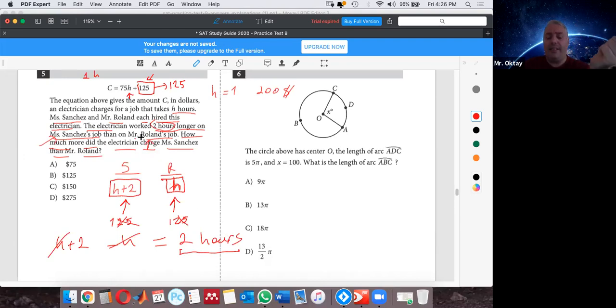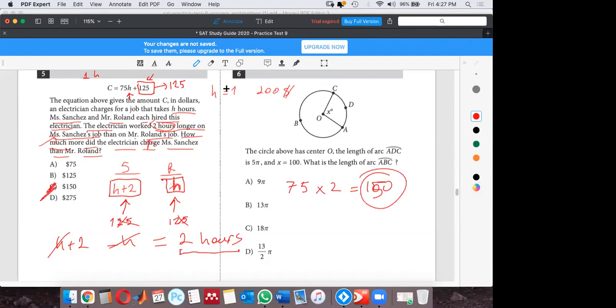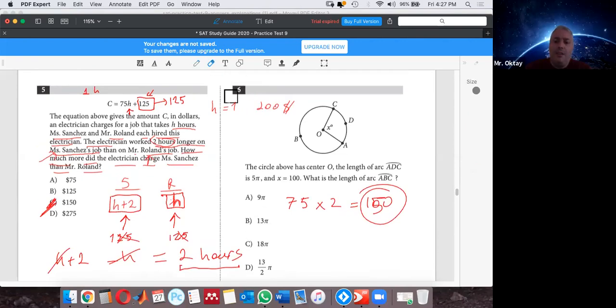Where? For the ladies' house. It means 75 times 2 is 150. That means the answer is $150. Is it okay or not? Yes, sir. Looking good. Are you sure? Okay. So let's talk about this question.